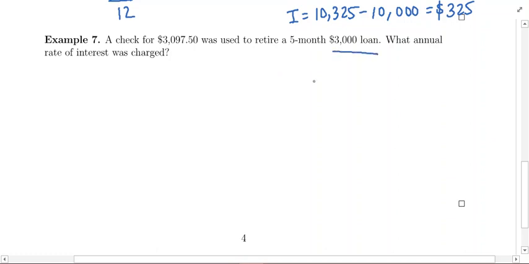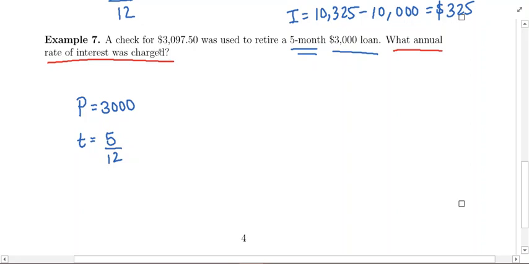You know that you make a $3,000 loan. Okay, so I'm going to start listing variables. The amount of money you borrow is $3,000. The money is borrowed for 5 months. So T is not 5 because that would be 5 years. You've got to divide it by 12, so 5 over 12. If you look at the last sentence of the question, what annual rate of interest was charged? So you're actually looking for the interest rate.